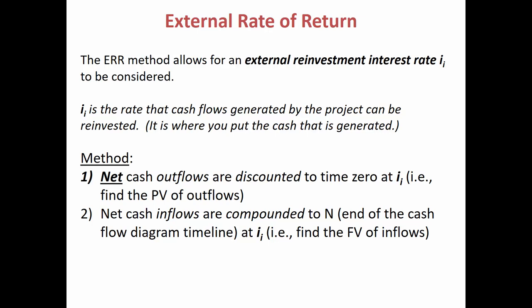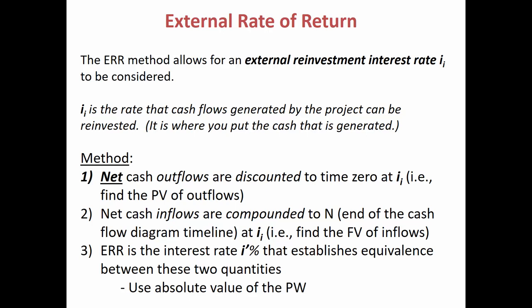Now the inflows get moved to the future. So the inflows are compounded to the end of the cash flow diagram, to year N. And so you again use that same external reinvestment rate, i sub i, to do that conversion. And then step three, to solve for the external rate of return, you're having to solve for some unknown interest rate that brings the inflows and the outflows into equilibrium. And so the best way to do that is those amounts that you took to the future, the inflows that were compounded to the future using the external reinvestment rate, discount them to the present at some guess interest rate, and then play around with the guess until the inflows and the outflows are equal at the present.